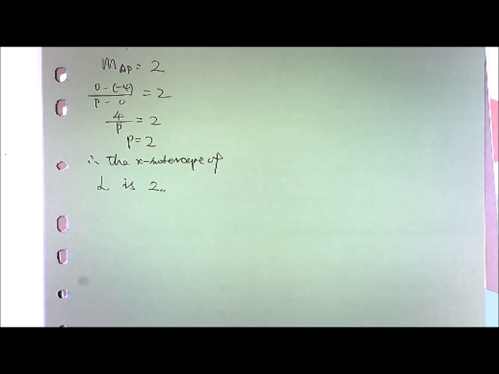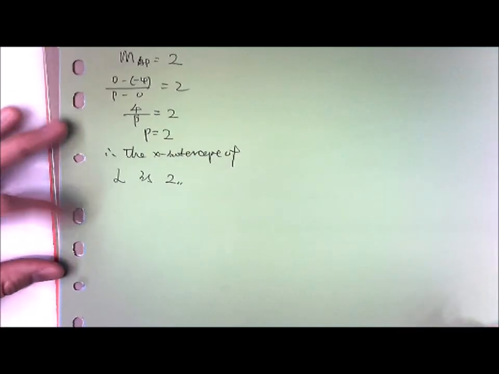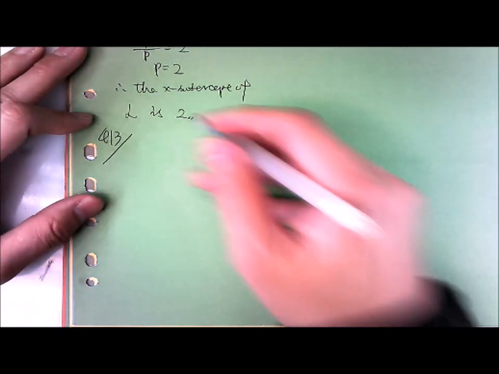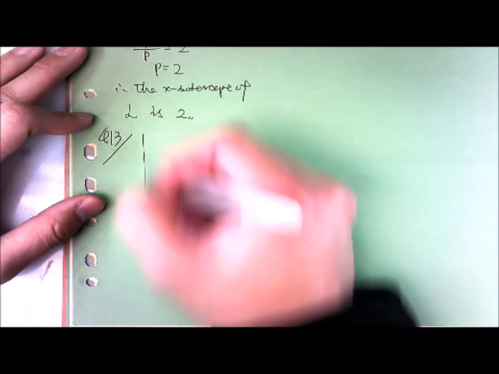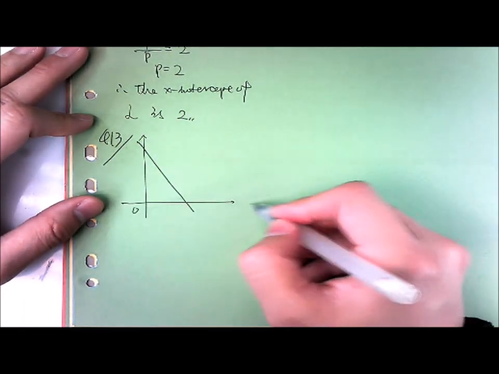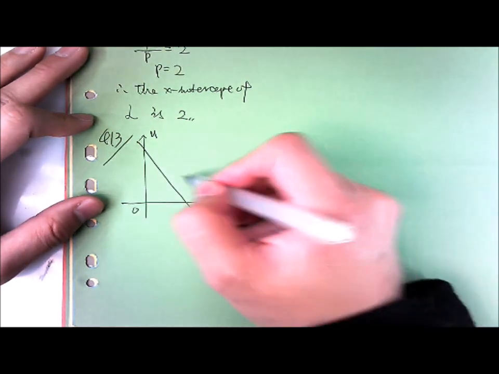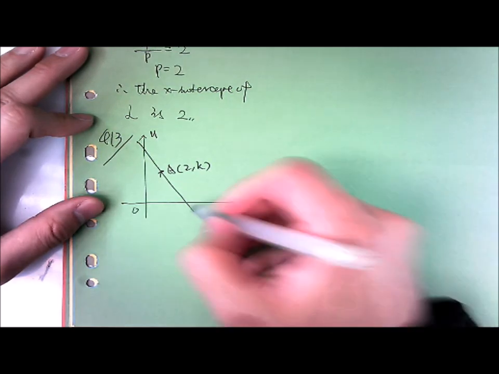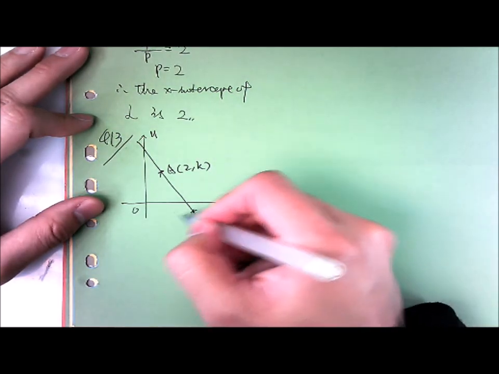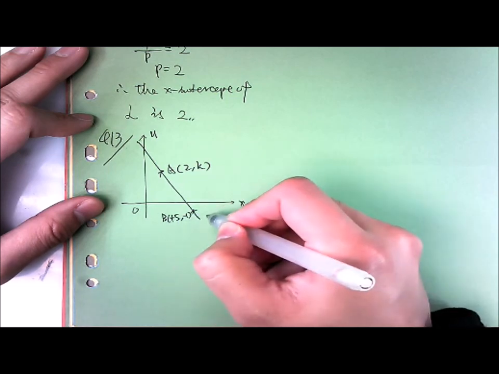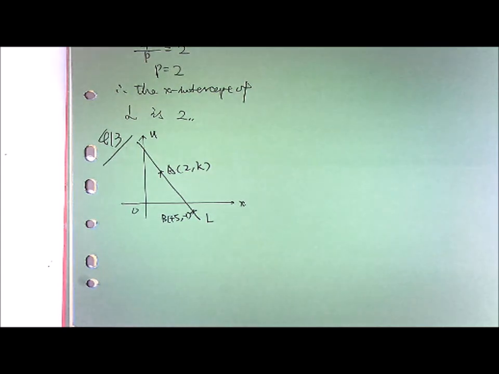So next we go to question 13. For question 13, I think I better draw the graph here. O, x, y. This is point A, which is (2, k), and then here this is B, the coordinate (5, -1). This straight line we call L.